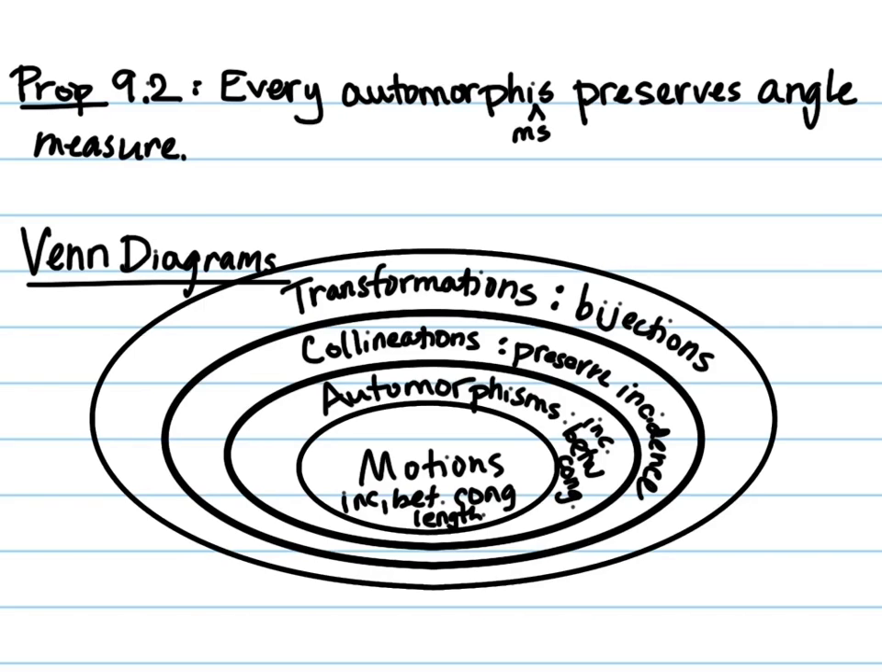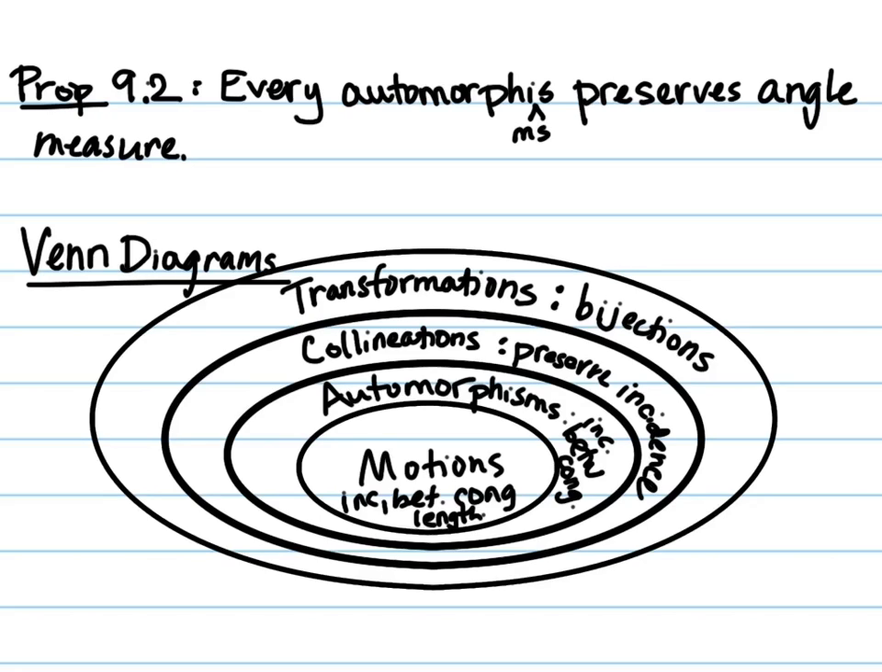Collineations. A collineation is also a transformation. It's embedded inside of the circle, but it also preserves incidence. So when it moves things around, if something was on a line to begin with, it's still on the same line it was on before. A point that was on a line is still on the same line. Automorphisms preserve incidence, so they're bijections. They preserve incidence, and they also preserve betweenness. So if you have a point between two other points on the line, it will still be between two other points on the reflected line.